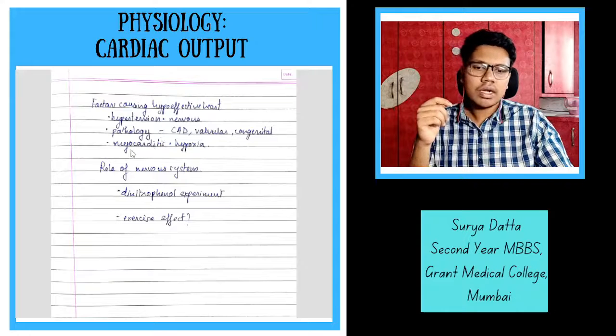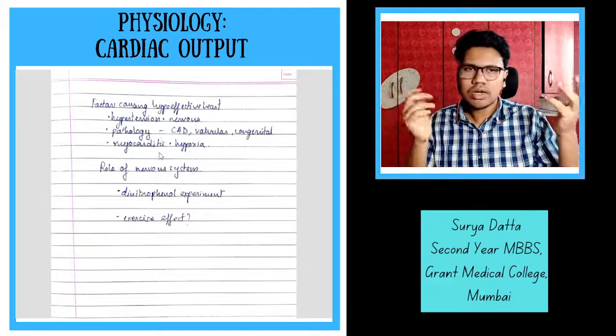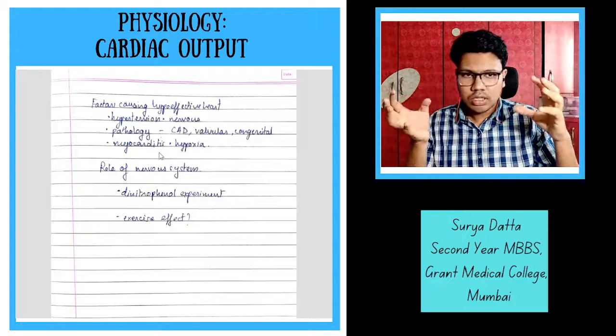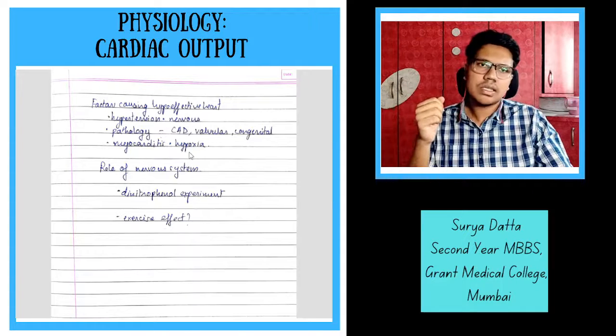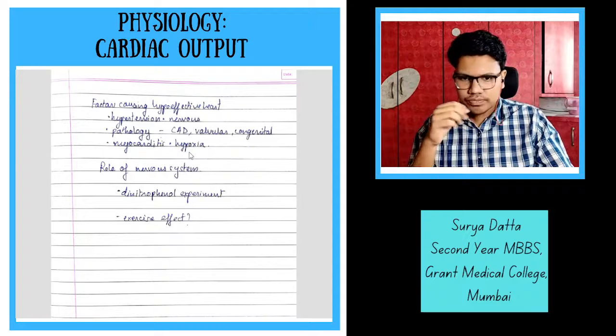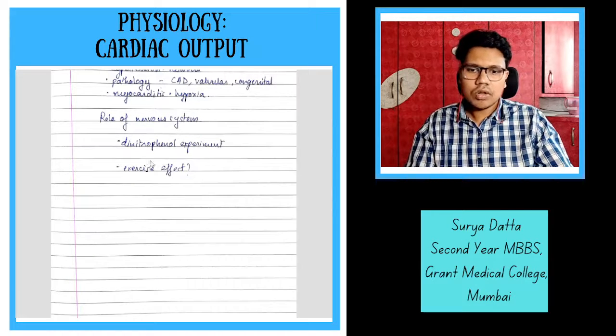Then myocarditis and hypoxia are the broad spectrum disorders that we're talking about. Myocarditis is inflammation of the heart musculature, which will cause cardiac insufficiency, right? And hypoxia is basically failure of the heart to get enough oxygen, which will cause degeneration of the muscle fibers. Now, the role of the nervous system.